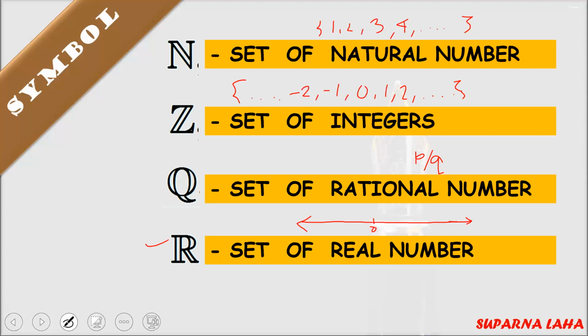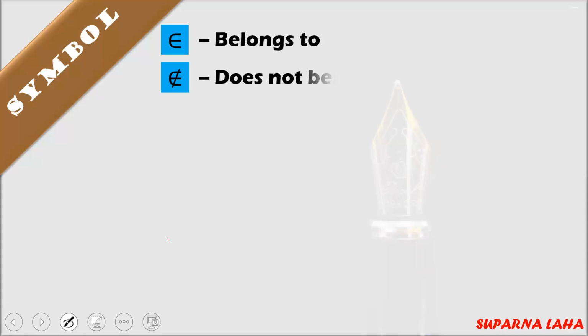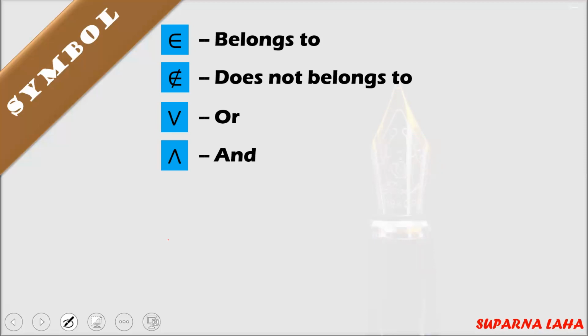Now, next one is this symbol. We already use this symbol. The meaning of the symbol is belongs to. And by this symbol, you can easily say that this is not belongs to. That means if any element does not belong to a set, at that time we will use this symbol. Next, this is the symbol of or. This is and, and this is for all.